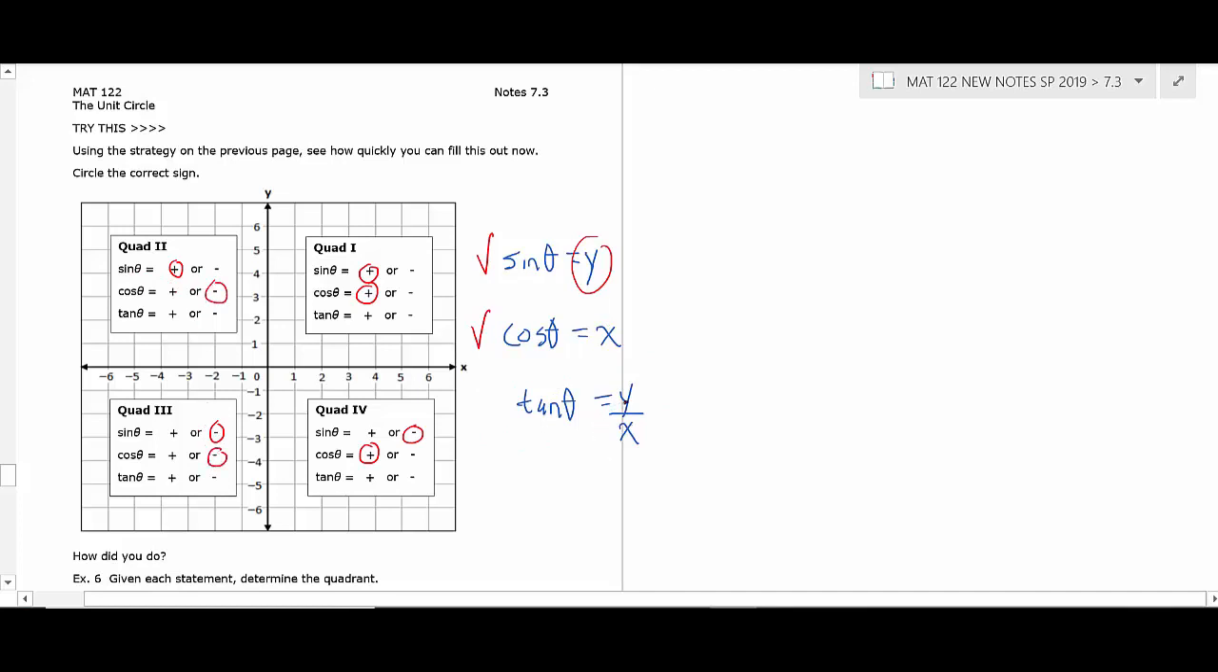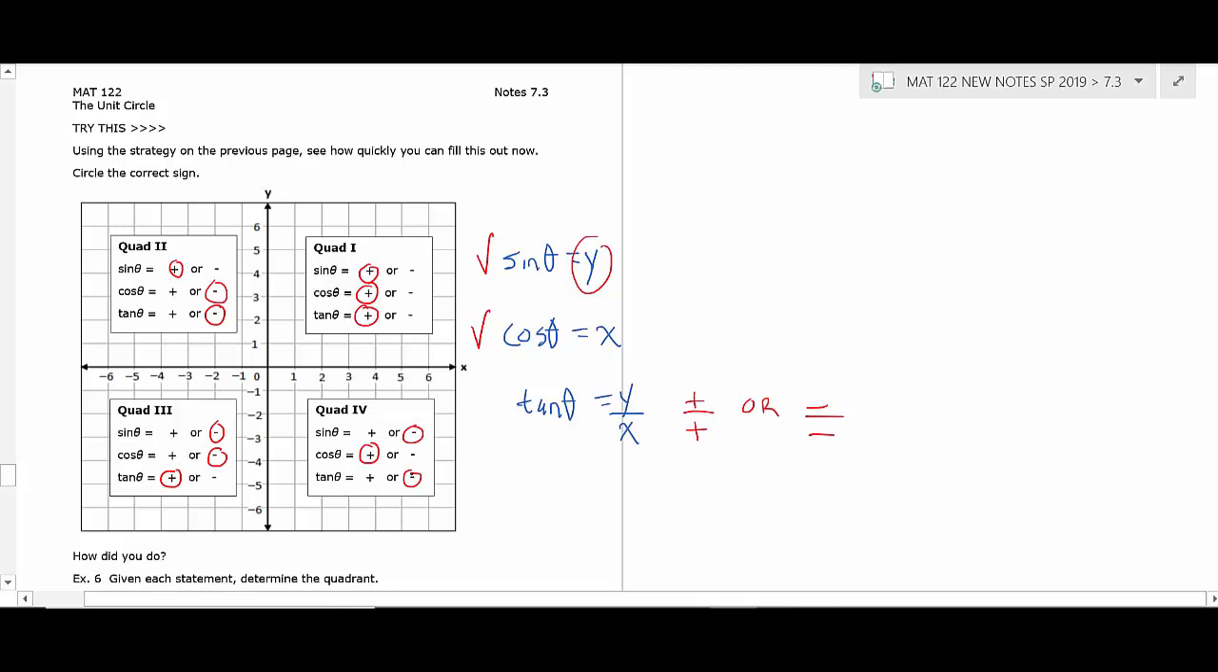Okay. The tangent, where is it positive? Well, there's two places where you would have a positive x and a positive y, which is quadrant 1, or the other places where you have a negative x and a negative y, which is in quadrant 3. Whoops, hold on. I circled the wrong thing. Oops. That's positive. Negative divided by negative is a positive. So we got that. Okay, and then the tangent would be negative in the opposite quadrants like that.